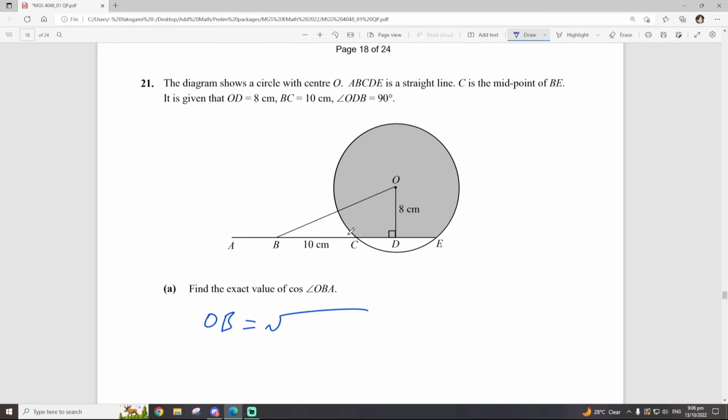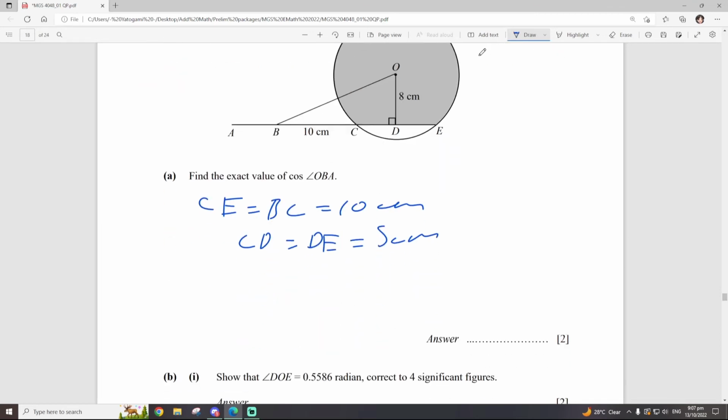C is the midpoint of BE, okay? So that is to say that I can say CE equals BC equals 10 cm, and CD equals DE, because perpendicular bisector of chord passes through center of circle, right? So that must mean that CD and DE are the same, so they must be 5 cm. I don't really think you need to give the reasons, but just take note. Therefore, BD equals 15 cm.